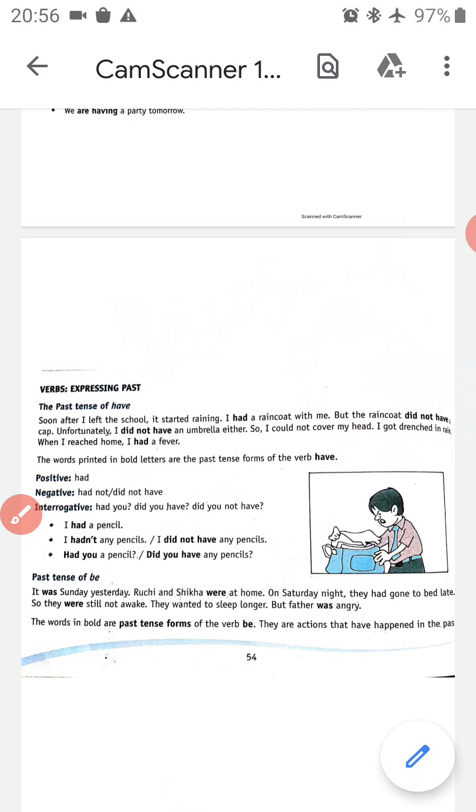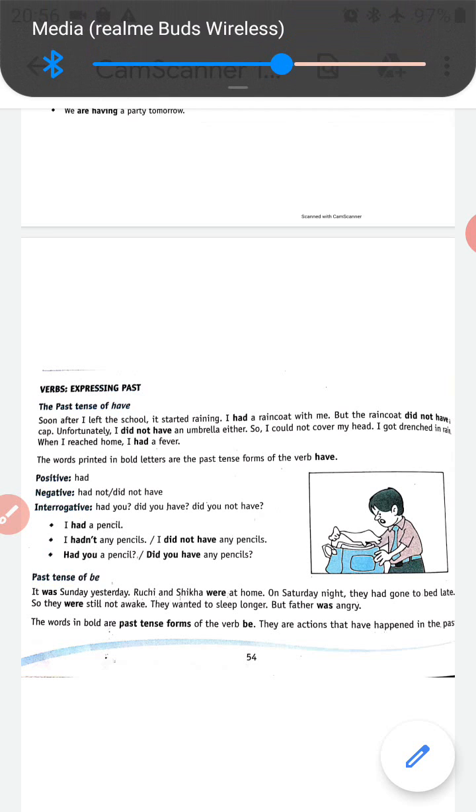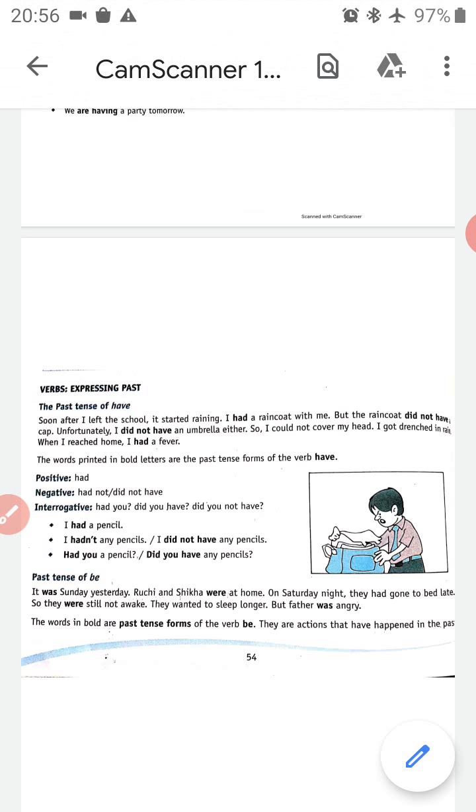So past tense of be: it was Sunday yesterday. Ruchi and Shikha were at home. One Saturday night they had gone to bed. They had gone to bed, so they were still not awake. They wanted to sleep longer, but was angry. The words in bold are past tense forms of be. So the words was, were, was, these are the past tense of the word be.